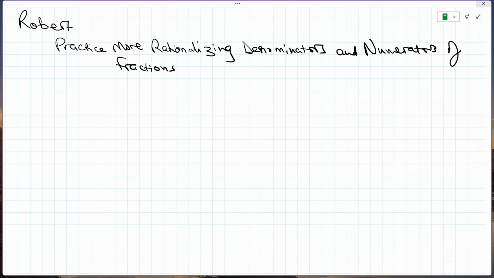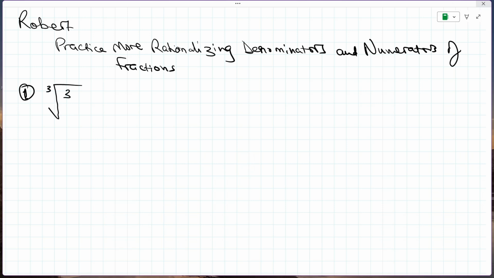Okay, now let's dig into it. Let's look at the first example. I know we've done a previous lesson about rationalizing the denominators and numerators, but we are going to push it one notch higher and see what happens. Before, we were dealing with square roots, now we want to deal with cube roots.